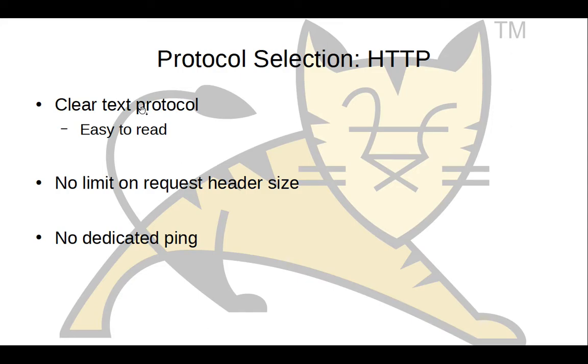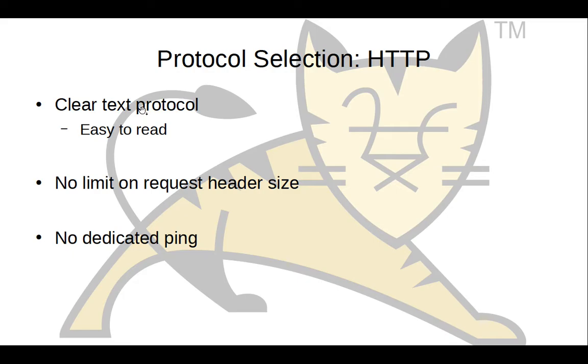There's also no dedicated ping. So there isn't a protocol level way of asking, is it alive? If you need to do a ping on an HTTP connection, you have to do a real HTTP request. And that comes with a lot more overhead than the AJP level ping does. Not a huge amount in the grand scheme of things, but it's still significantly more.